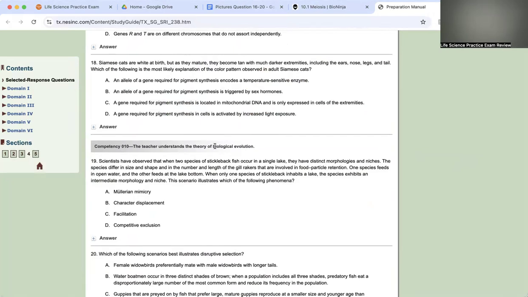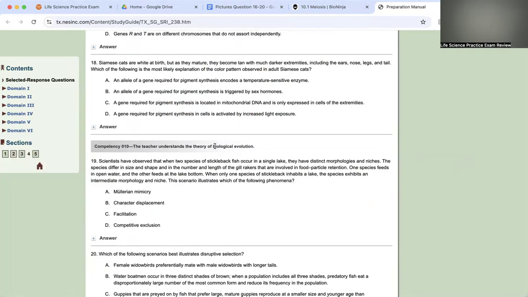And then lastly, D is wrong here. So D says a gene required for pigmentation synthesis in cells is activated by increased light exposure. So D is also wrong. The entire animal is going to be exposed to the same amount of light. So the light exposure is not going to be more or less on the extremities. So it's going to apply to the whole cat in this case.